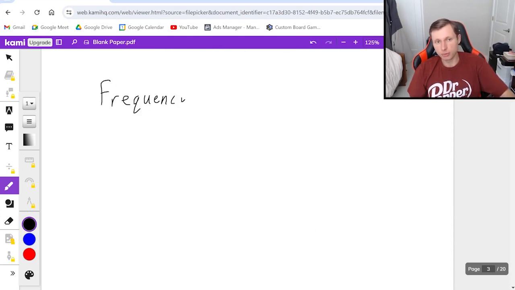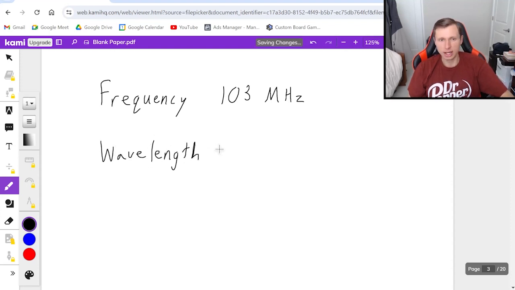I'm going to give you the frequency and tell you that it's 103 megahertz, which, by the way, could be the frequency of a radio station in your car if you're listening to 103 point whatever. That usually represents the frequency in megahertz. And the question is, I want you to find the wavelength now, and I want the answer in meters, let's say.